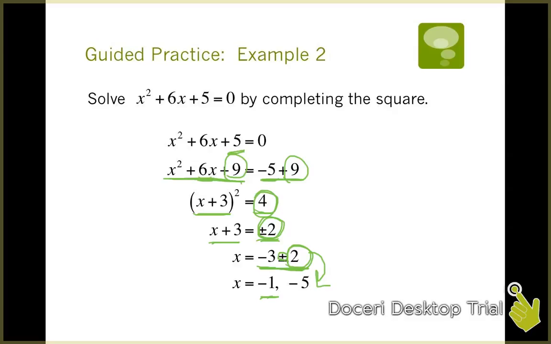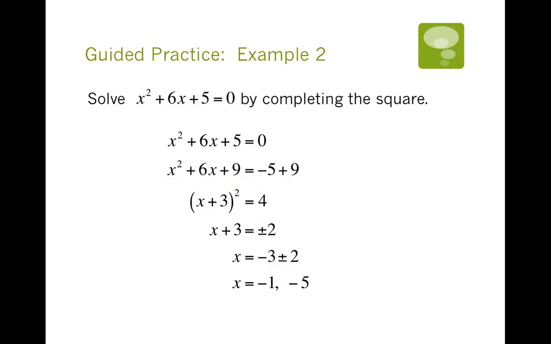That's going to be negative 1. And then what is negative 3 minus 2? That's negative 5. So we don't want to stop at this step in this case because there are no radicals involved. We can actually simplify one step further to get actual answers of x equals negative 1 and x equals negative 5. No radicals, nice simple answers, and we need to have that simplified as much as possible.